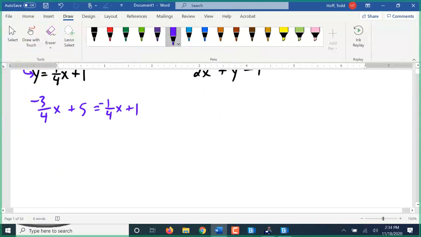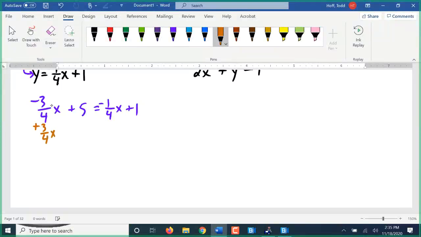Now remember, we have our steps. We have to combine what we can on either side. There's nothing to combine on either side here. We have to get the variable to one side. Well, there's x on both sides here, so I'm going to have to get rid of 1. Negative 3/4 is actually the smaller one, so I'm going to add 3/4 x, making sure I add it to the other side as well. So I have 5 there equals negative 1/4 plus 3/4.